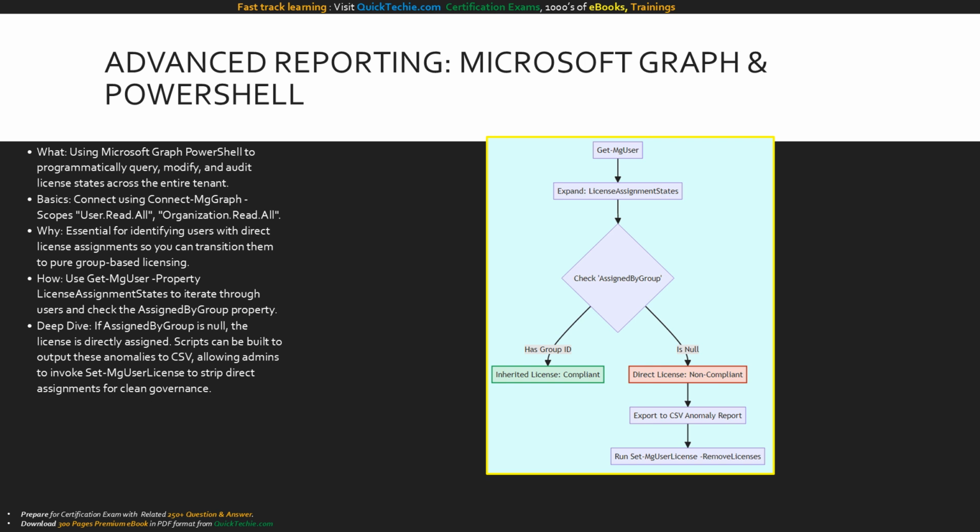This final flowchart demonstrates the programmatic logic for cleaning up a tenant. The script calls Get-MgUser and dives into the licenseAssignmentStates array. It acts as a sorting mechanism. If the AssignedByGroup property contains an ID, the object routes left to the green compliant state. If it is null, it routes right, identifying a non-compliant direct license. We capture that data in a CSV report and then feed that report into our remediation command, Set-MgUserLicense, which strips the direct license, forcing the user to rely entirely on your pristine group-based architecture.